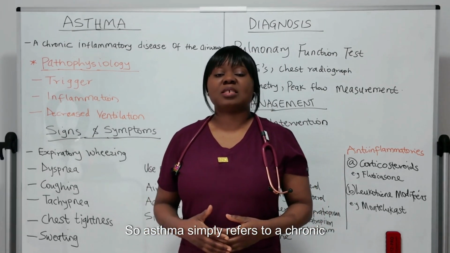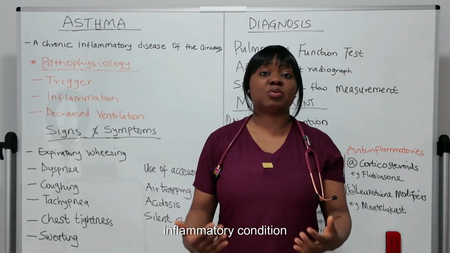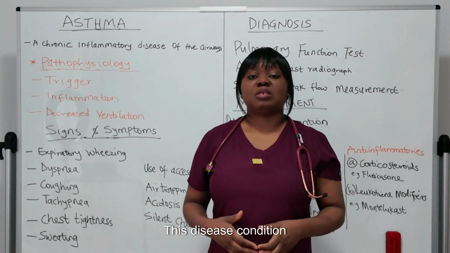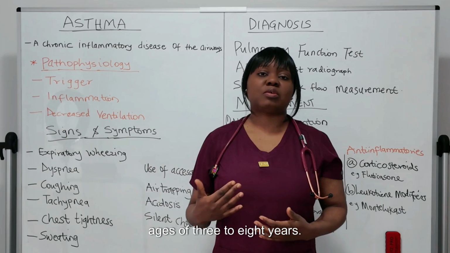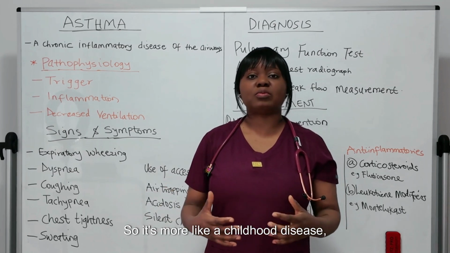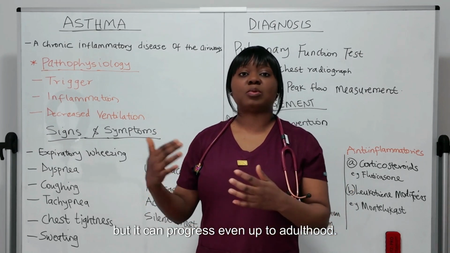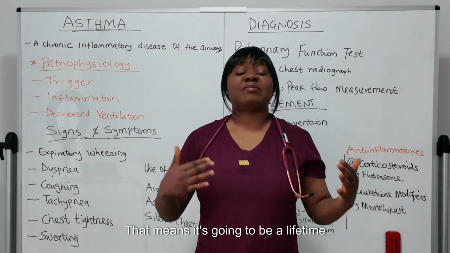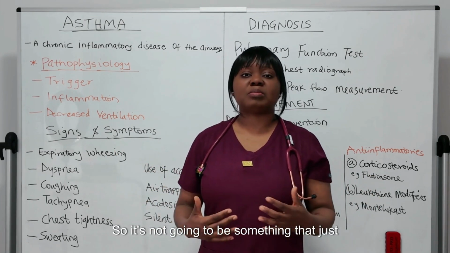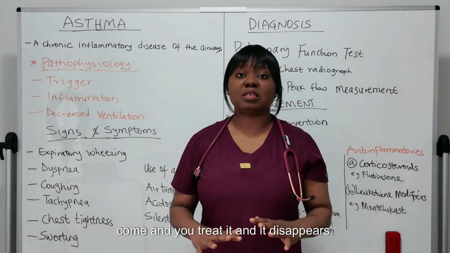So asthma simply refers to a chronic inflammatory condition of the airway. This disease condition is commonly seen in children between the ages of 3 to 8 years. So it's more like a childhood disease, but it can progress even up to adulthood. It is chronic, that means it's going to be a lifetime thing. So it's not going to be something that just comes and you treat it and it disappears.